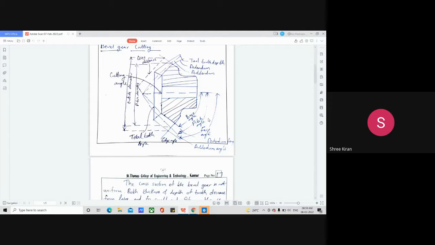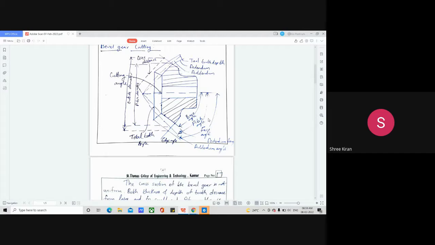We'll just have an overview of the bevel gear milling process, that is the straight milling process, where we can see the cross section, which is always defined. The cross section of the bevel gear tooth is not uniform.